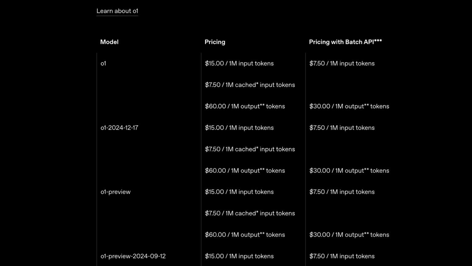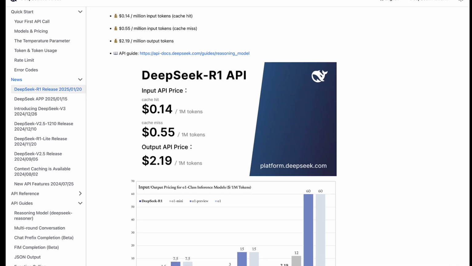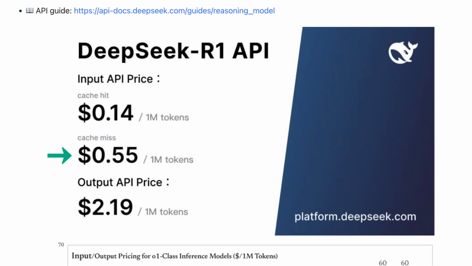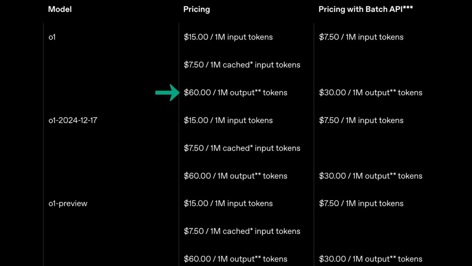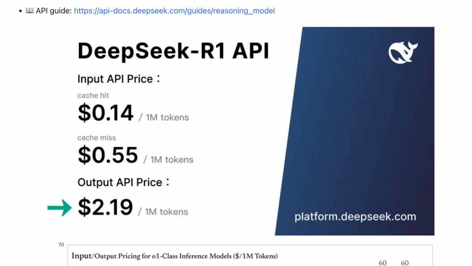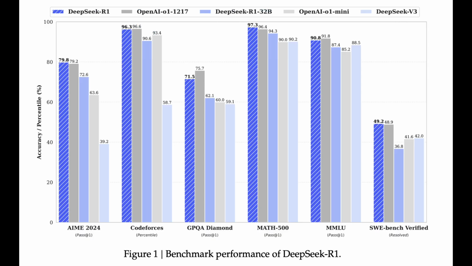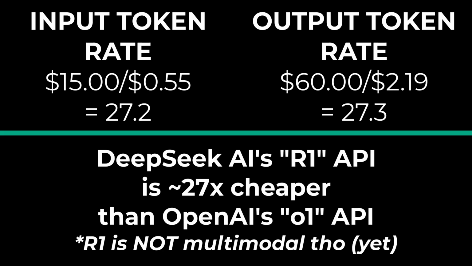While OpenAI's O1 API charges $15 per 1 million input tokens, DeepSeek AI's R1 API charges only 55 cents per 1 million input tokens. And while OpenAI's O1 API charges $60 per 1 million output tokens, DeepSeek AI's R1 API charges $2.19 per 1 million output tokens. So, assuming comparable levels of intelligence as hinted in the research paper, this would imply that using DeepSeek AI's R1 API is approximately 27 times cheaper than using OpenAI's O1 API.